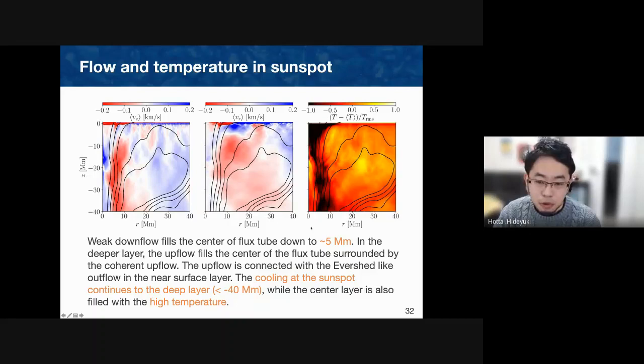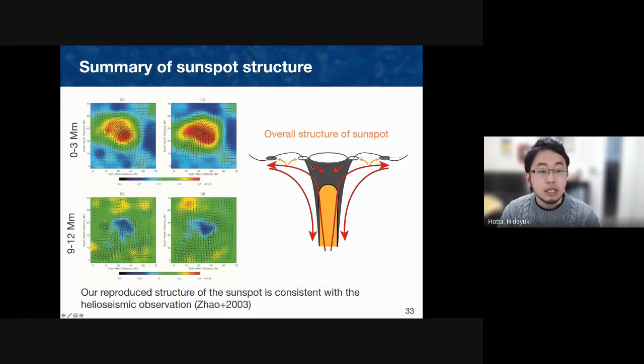Okay. So this is our conclusion of the overall sunspot structure. This is interestingly consistent with the Jung-Wenzhou's observation. There's a downflow here, and in the Jung-Wenzhou calculation and observation, there's a downflow here. And a convergent flow is also observed in our simulation. And there is an APRO. The APRO is also observed in the observation, and convergent flow is also observed in our calculation also.